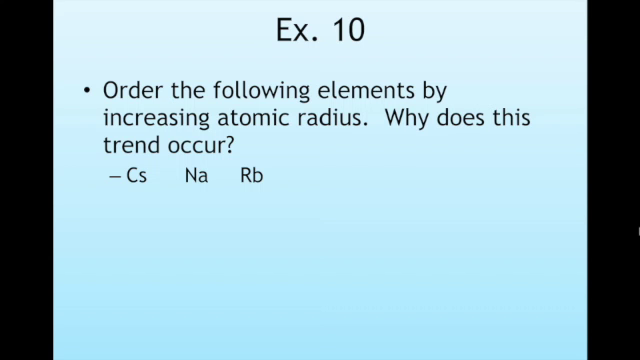Okay, and then we talked about why this trend occurred. It's due to shielding. As we're adding an extra layer, that layer is now shielded from the protons in the nucleus by the previous levels. And because there is some shielding happening, the attraction between the protons and the electrons is not going to be great. So instead of getting smaller, the atom gets larger.